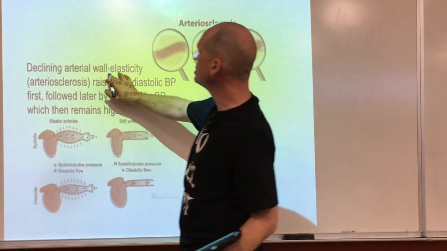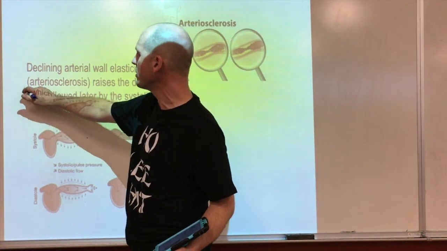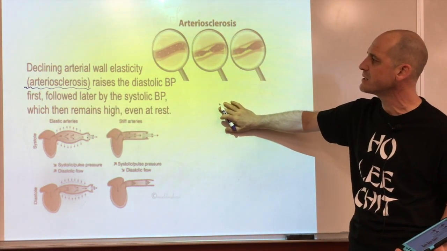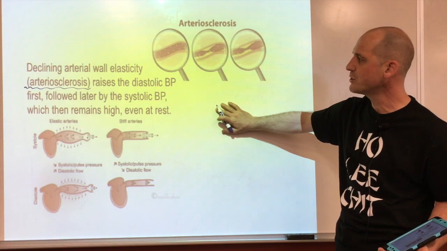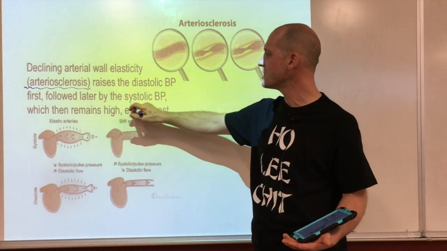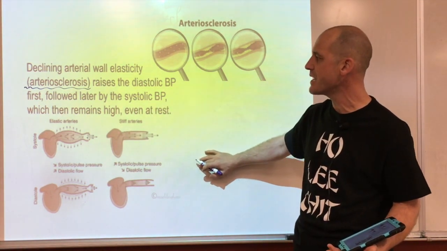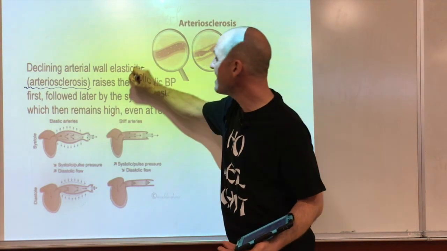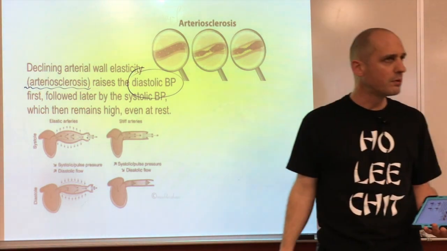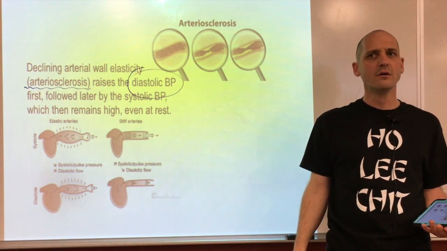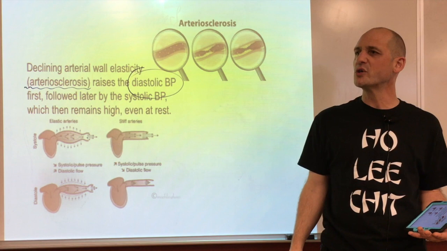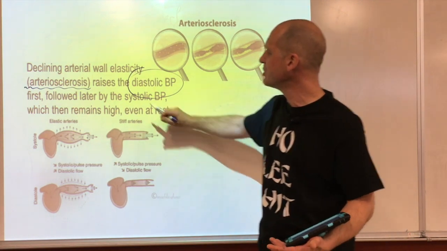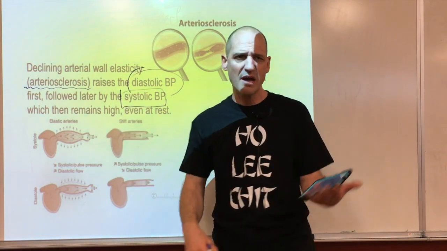As the arterial walls decline in elasticity, we have arteriosclerosis happening. That will raise the diastolic blood pressure first, followed by a later systolic blood pressure reading, which then remains high even when we're at rest. So that's interesting. When the diastolic blood pressure goes up at rest, then we're thinking more long-term stuff, versus if just the systolic blood pressure is high, because you might have been just running around.